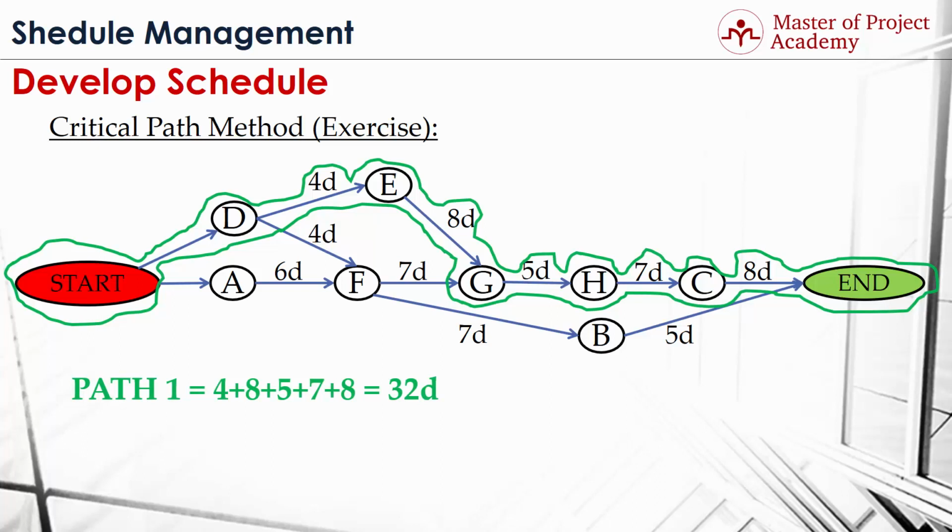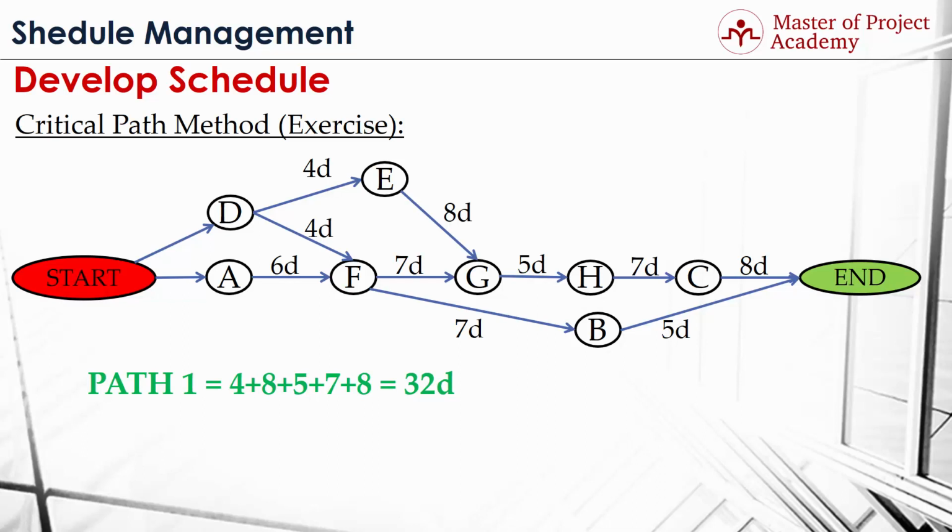This is our first path. As you see, the green sketch shows our first path from beginning of the network diagram till the end. Activities of this path 1 are D, E, G, H, and C, respectively. And now, if we calculate the duration of each activity in this green path, it gives the path duration as 32 days.